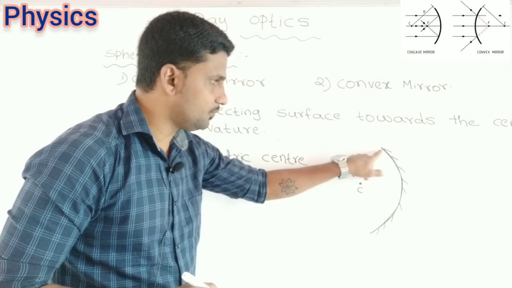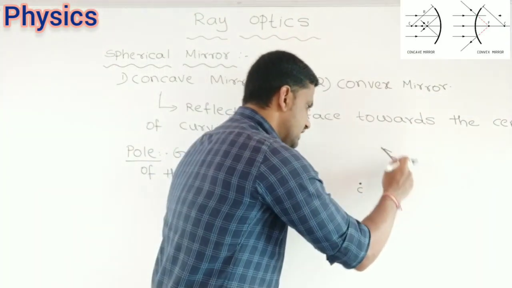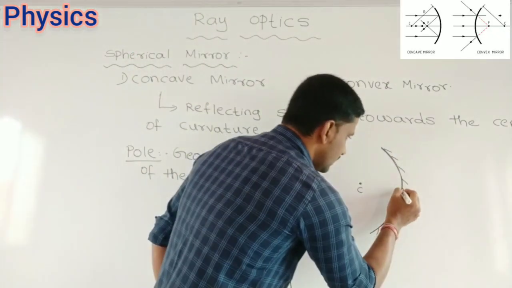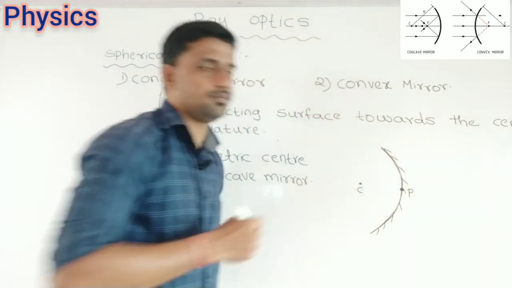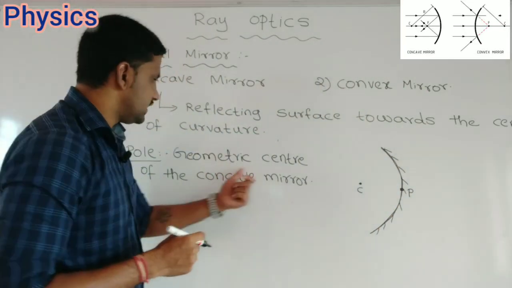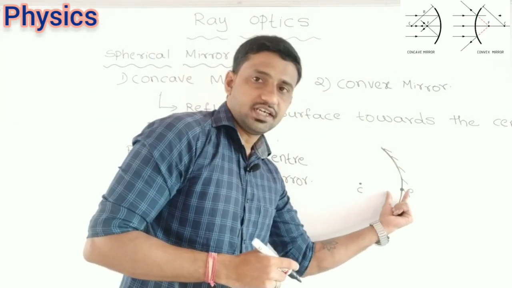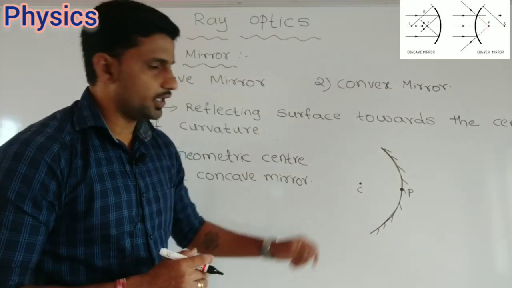That means see here, this is the concave mirror. If I take exactly the center of this concave mirror, then that center is called the pole of that concave mirror. So the pole is the geometric center of the concave mirror, or exactly the center of the concave mirror is called the pole of the concave mirror.